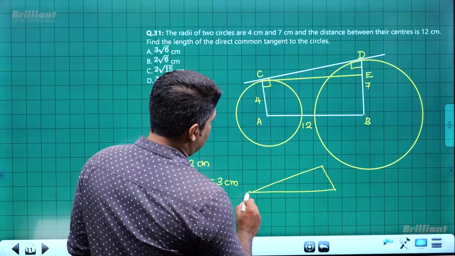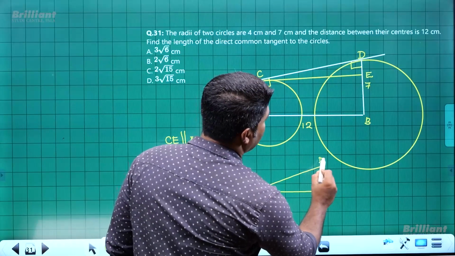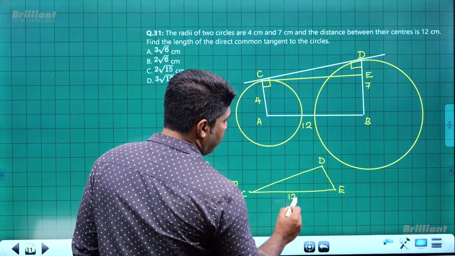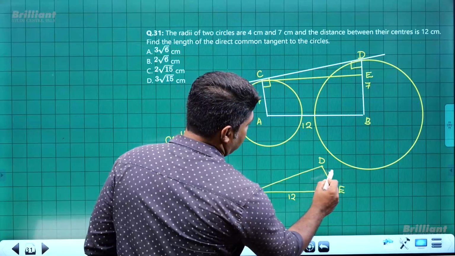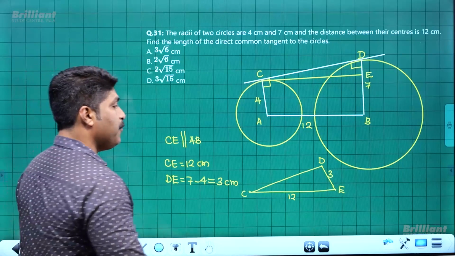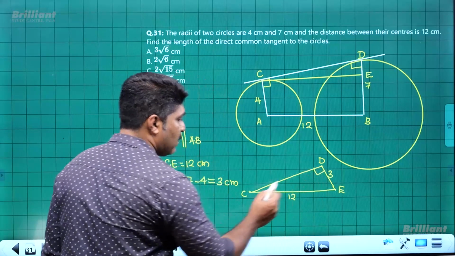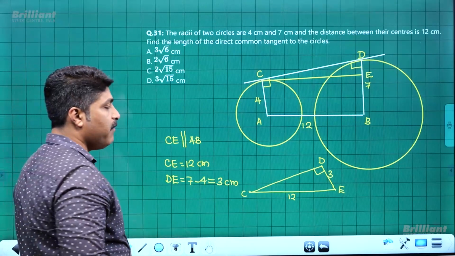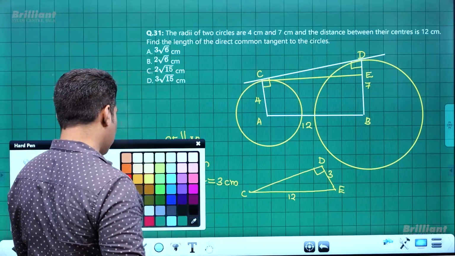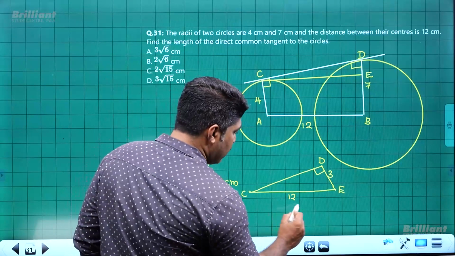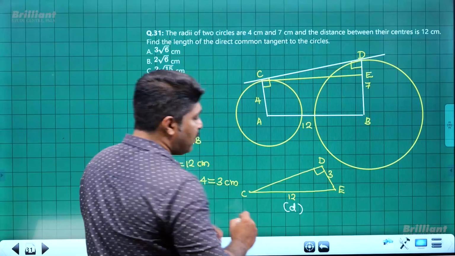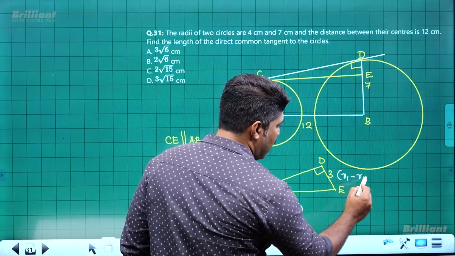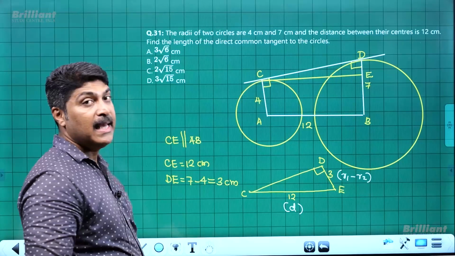So here C, D, E. Here this CE is 12, and DE is 3. Got it? Then we have to find the length of this base CD. We can apply Pythagoras theorem here. Or we can consider these results in the algebraic form also. Here this is the distance between both the centers. What is this 3? This is R1 minus R2, the difference between the radii.